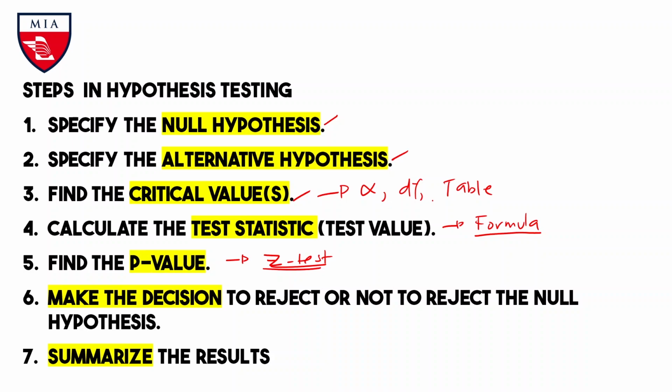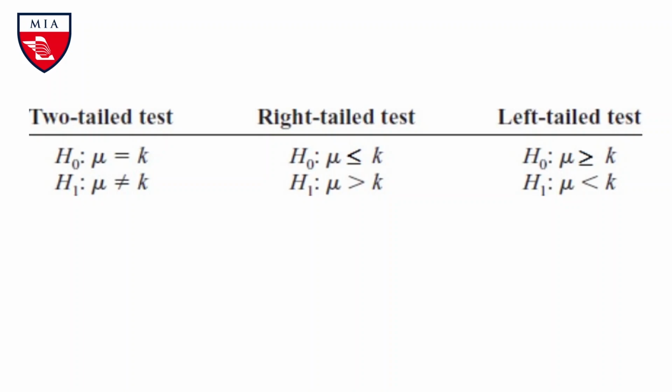Here we have three types of hypothesis testing. We have the two-tailed test, the right-tailed test, and the left-tailed test. Always remember, if you are going to do a certain two-tailed test, the thing that you need to remember is what?